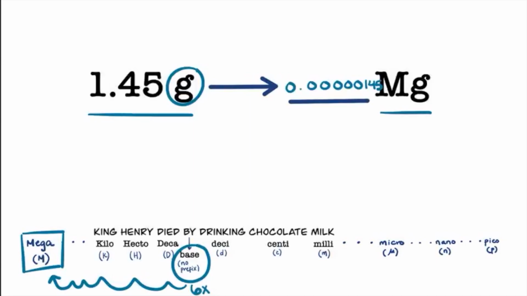0.000000145 megagrams. Another important note in chemistry is to always preserve the same number of sig figs in the converted measurement as in the original measurement. So in our case, 1.45 and 0.000000145 have 3 sig figs. If you'd like a refresher on sig figs, feel free to check out our video in episode 1.1 of the General Chemistry playlist.